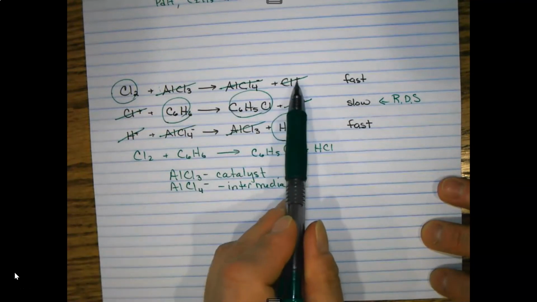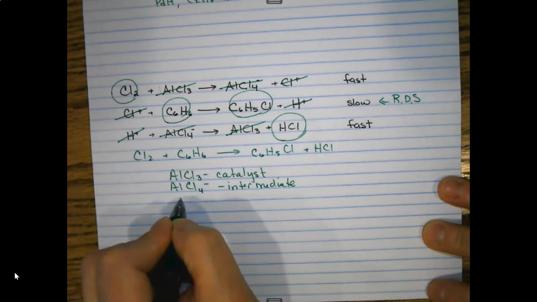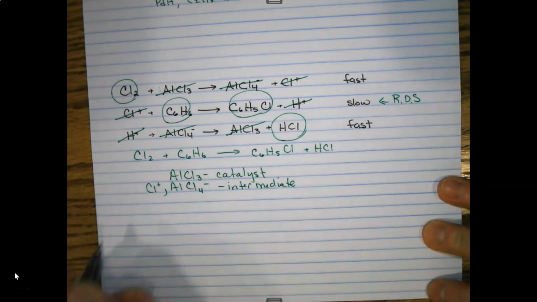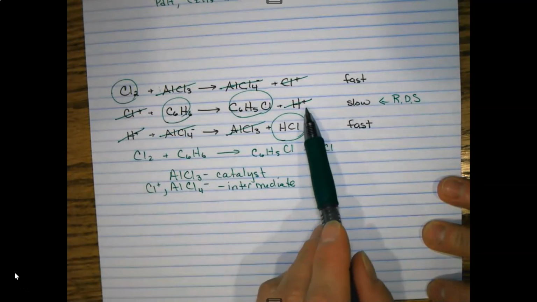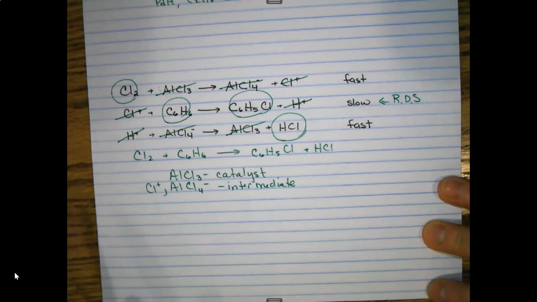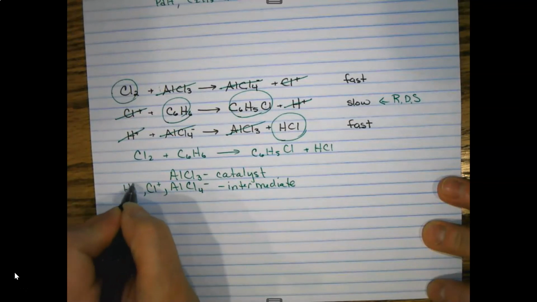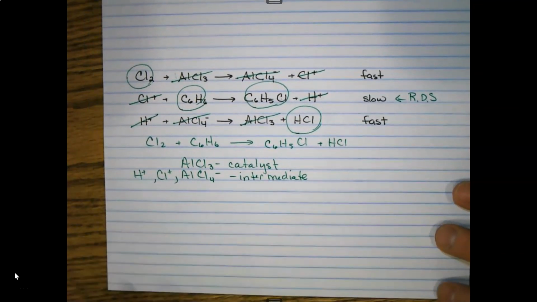Cl+ gets produced and then quickly used. That's another example of an intermediate. And then finally H+ gets produced and then used very quickly. So that's your third intermediate. So we've got 3 intermediates, 1 catalyst, 2 reactants, and 2 products.